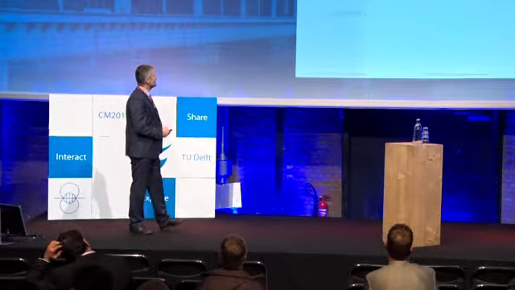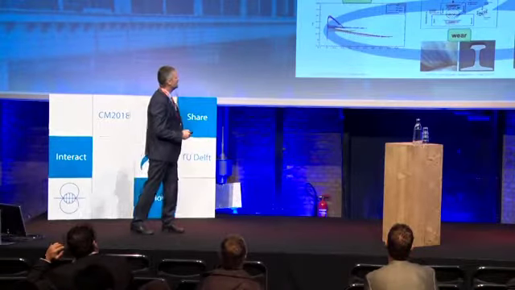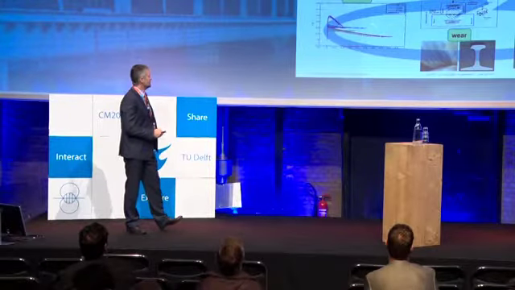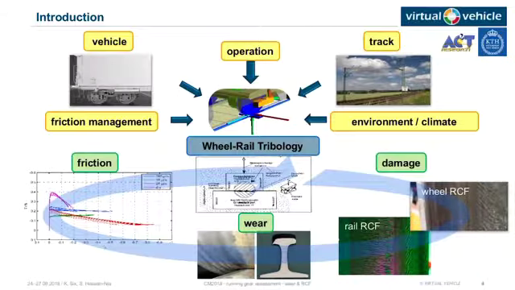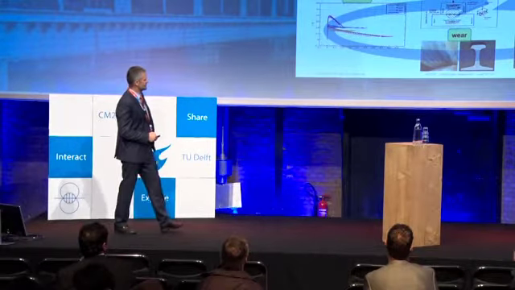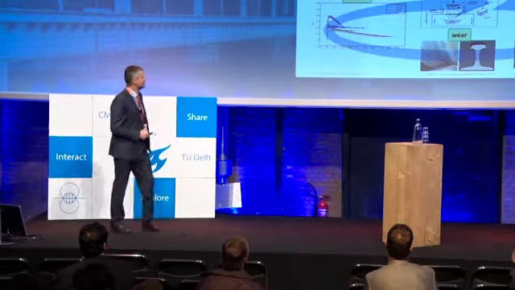To the introduction: the work is about wheel-rail tribology, which is a complex interaction between friction, wear, and damage, as you know. And the question is, how is this wheel-rail tribology influenced? What are the influencing factors? There are many of them. It's the vehicle properties, of course. It's the operation of the vehicles. It's the track system, and also environmental and climate conditions, and friction management. There's a big influence, of course, on the friction. So it is a very complex overall problem.